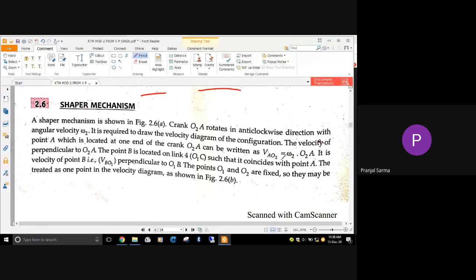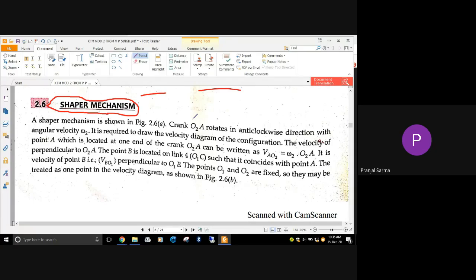Okay, so next we'll be going for the shaper mechanism. Where it is used, I believe from first module knowledge you already know about the shaper mechanism, and you remember the configuration diagram of the shaper mechanism also. Maybe we have studied it in manufacturing process or manufacturing technology subjects as well. So it's a kind of quick return motion mechanism.